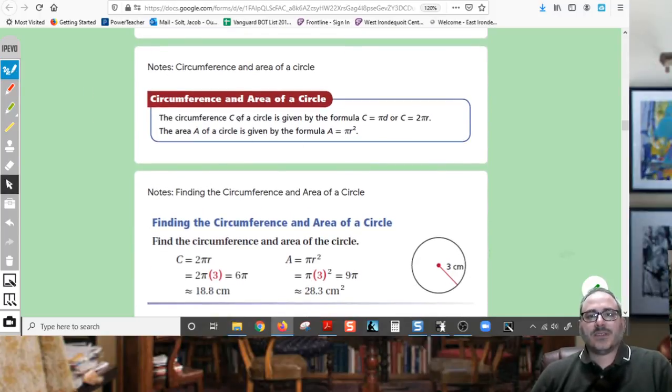Okay, so the circumference C of a circle is given by the formula C equals pi times diameter. Or, since a radius is really just half of a diameter, you could say 2 times the radius times pi. It'd be the same thing. The diameter is really 2 radii together. So 2 times the length of the radius times pi would also give you the circumference. And the area uses a different formula called pi r squared.